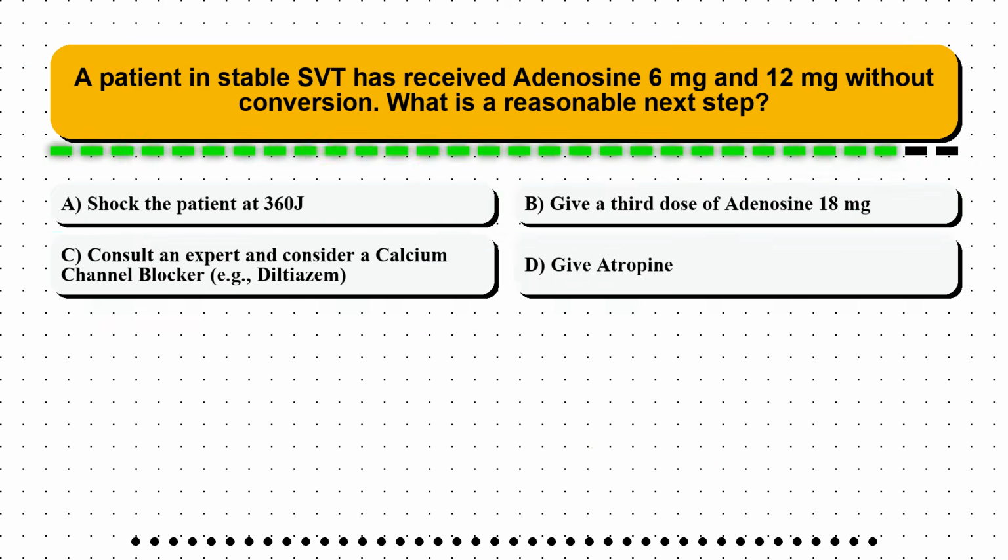Question 13. A patient in stable SVT has received adenosine 6 mg and 12 mg without conversion. What is a reasonable next step? Option A, shock the patient at 360 J. Option B, give a third dose of adenosine 18 mg. Option C, consult an expert and consider a calcium channel blocker, example, diltiazem. Option D, give atropine.